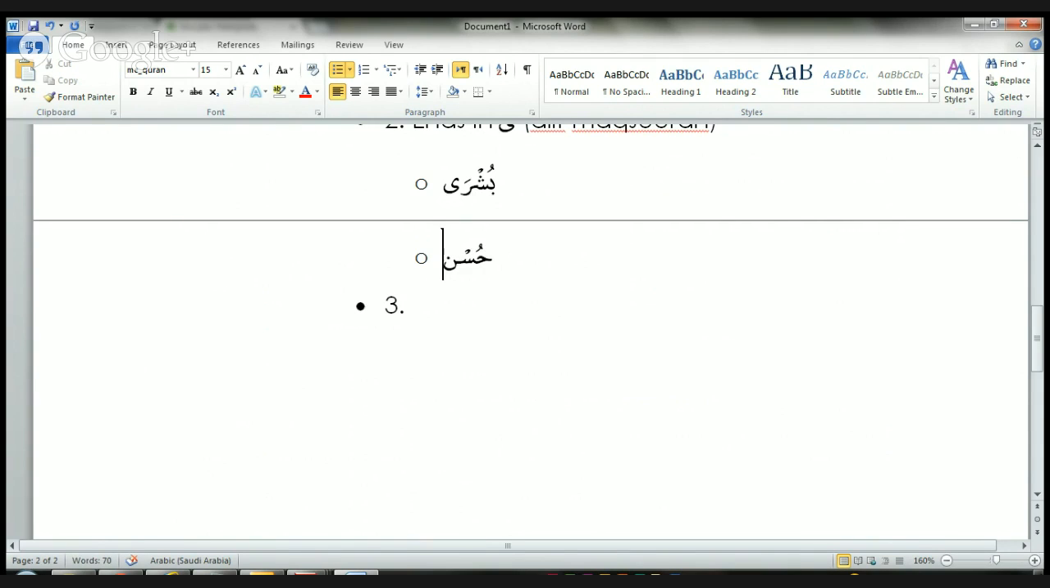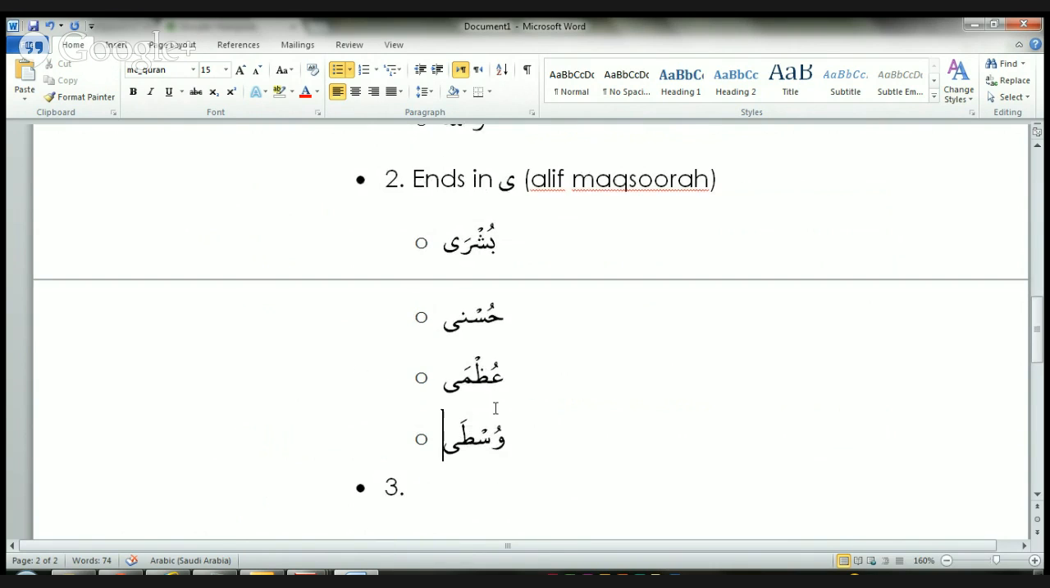Husna. Uzma. Wusta, which means middle path. Right, these are all common names, but they end in alif maqsura. So they're considered what? Feminine.